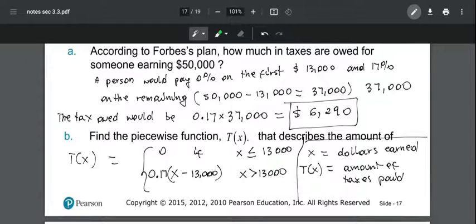So if somebody earns less than 13,000 or 13,000 exactly, they will pay zero in taxes. If somebody earns more than 13,000, they will pay 17% of the difference between what they earn minus the first 13,000, which is not taxable.